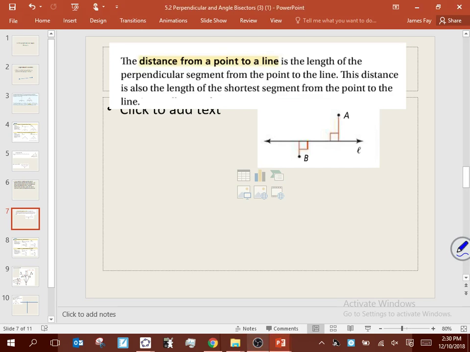All right, so the key theorem that we talk about today is going to ask you to talk about the distance from a point to a line. Okay, the distance from a point to a line.